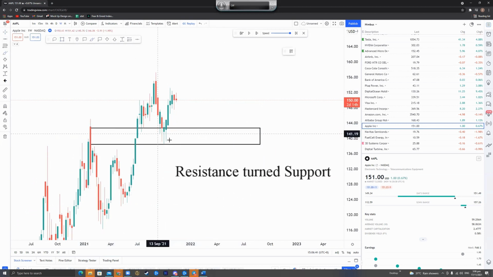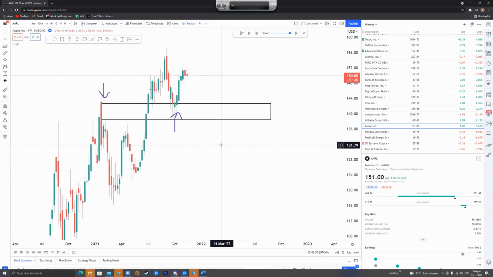resistance turn support level. Previously, it was resisted here. Now it has become a support level. So in an uptrend, this kind of resistance turn support level is one of the strongest supports that you can actually plan your long position and your stop loss around.